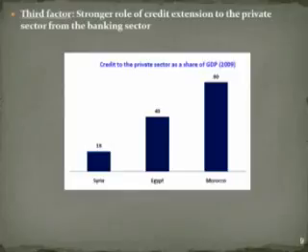The third factor is the role of banks. When you take the credit to the private sector as a share of GDP, Morocco it's 80%, Egypt 49%, and Syria 18%. Syria had just started to privatize banks and extend credits to the private sector, because most of the credit before was extended to public enterprises.